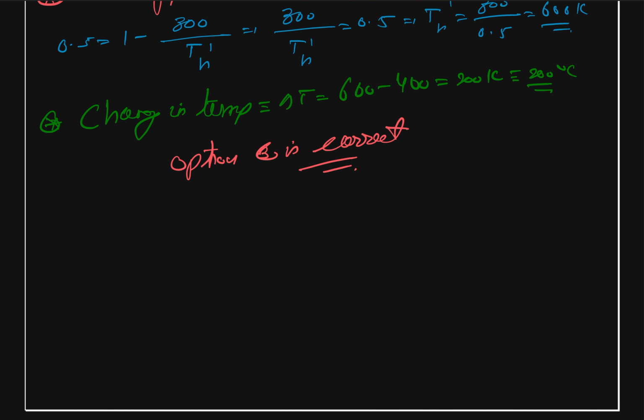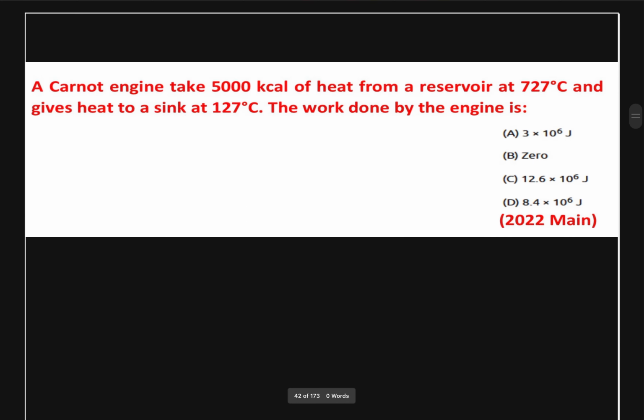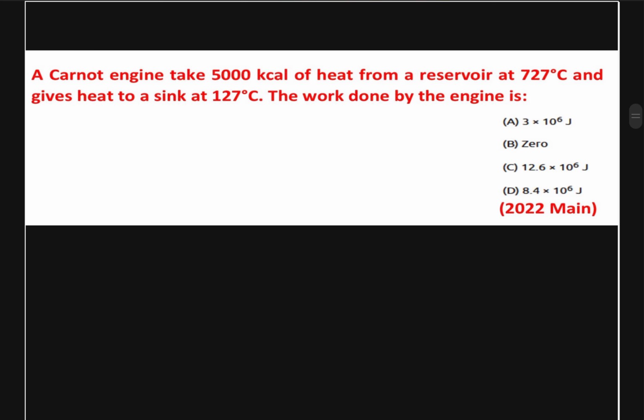Next question. It states that a Carnot engine takes 500 kilocalorie of heat from a reservoir at 727 degree centigrade and gives heat to the sink at 127 degree centigrade. The work done by the engine is.